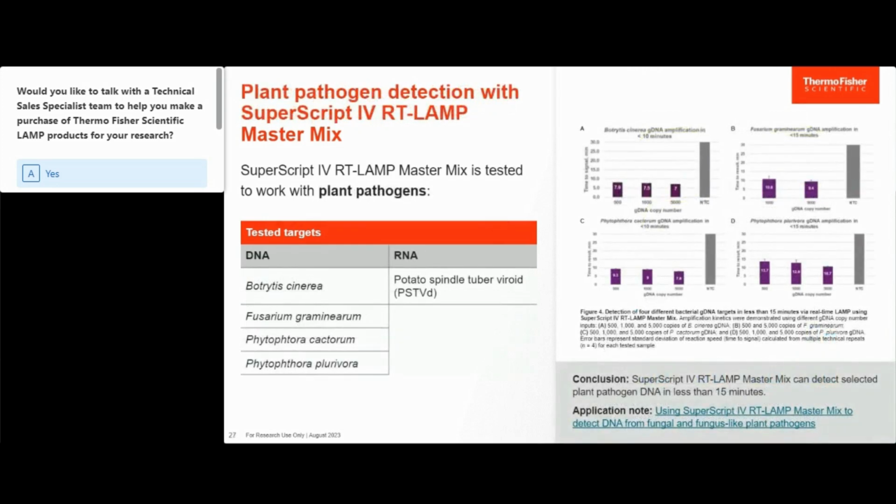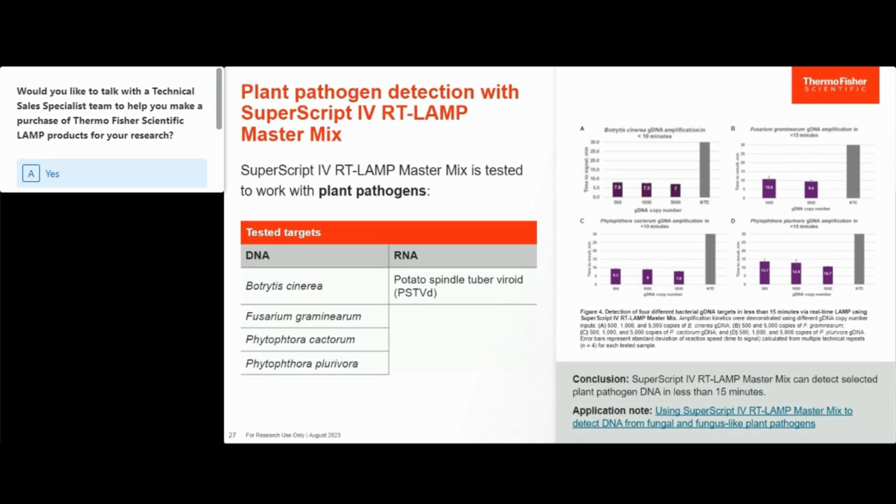Now I will present how SuperScript IV RT-LAMP Master Mix can be utilized for plant pathogen detection. Here we demonstrate the use of Invitrogen SuperScript IV RT-LAMP Master Mix for rapid isothermal amplification of genomic DNA from the widespread fungi Botrytis cinerea and Fusarium graminearum, and oomycetes Phytophthora cactorum and Phytophthora plurivora.